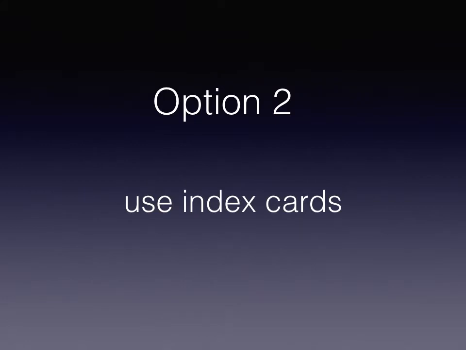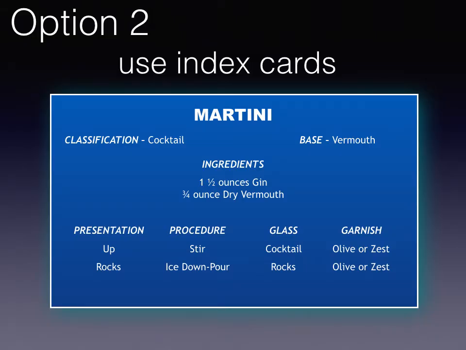If you'd rather use index cards, here's a sample of how the index cards work. Typically at the top of the card we put the name of the drink. On the next line to the left we put the classification. To the right of that we put the family or base. We list the ingredients large in the center of the card, and then at the bottom we create 4 columns, one called presentation, the other procedure, the next glass, and last but not least, garnish. That way you can easily follow the process when you're ready to make the drink.